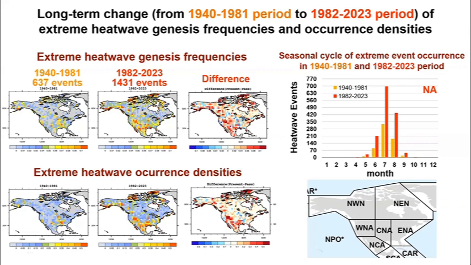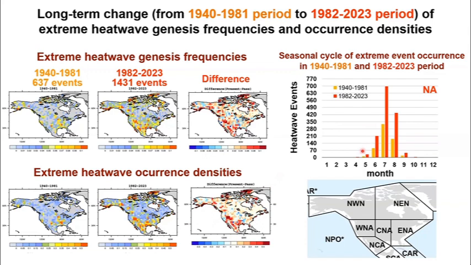In addition to the genesis point, we can also look at the occurrence density, like typhoon tracking, since a heat wave can last many days. Every day we can look at its center and calculate the daily central location, and then you have a much larger sampling. By and large, the patterns are quite similar to each other, since most of the heat waves do not move that much.